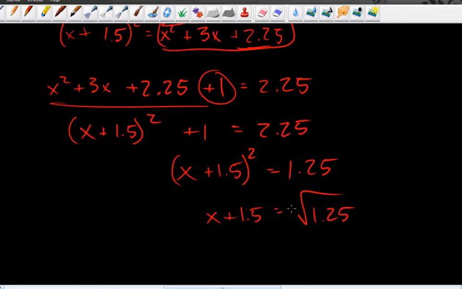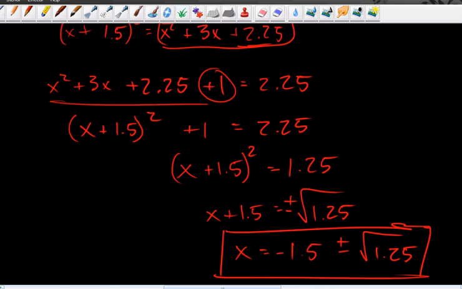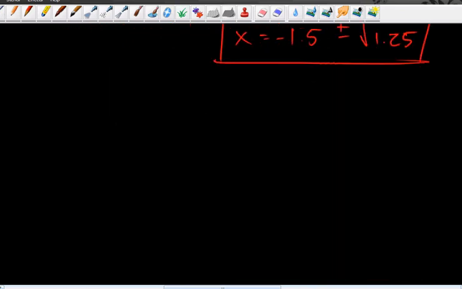Now I'll take the square root of both sides. And then I'd subtract, remember the plus or minus square root. I have x equals negative 1.5 plus or minus the square root of 1.25. It's okay to leave your answer like this, or to actually calculate out the two values from doing negative 1.5 plus and negative 1.5 minus.